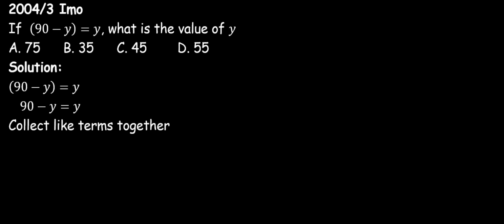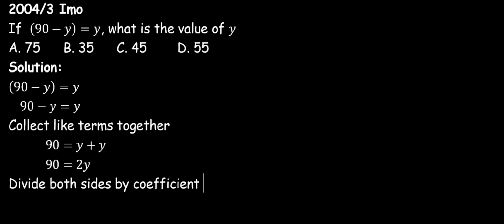We now have our result: 19 equals y plus y. And that will be 19 equals 2y. Next, we divide both sides by the coefficient of y, which is 2. So our result will be 19 divided by 2 will be equal to 2y divided by 2. And that will be y equals 9.5. Another example.